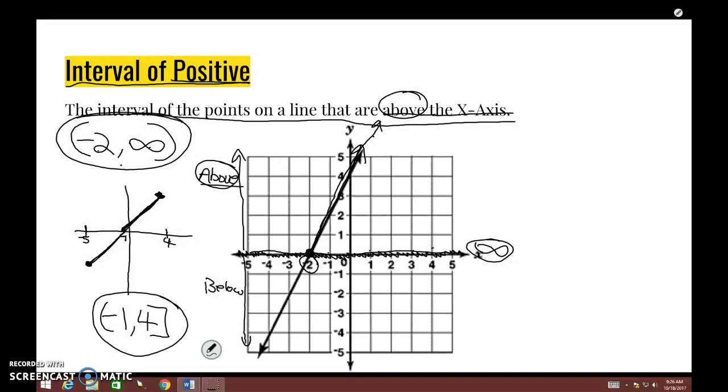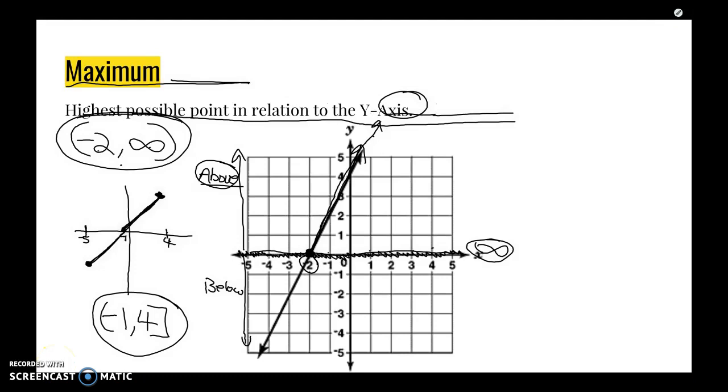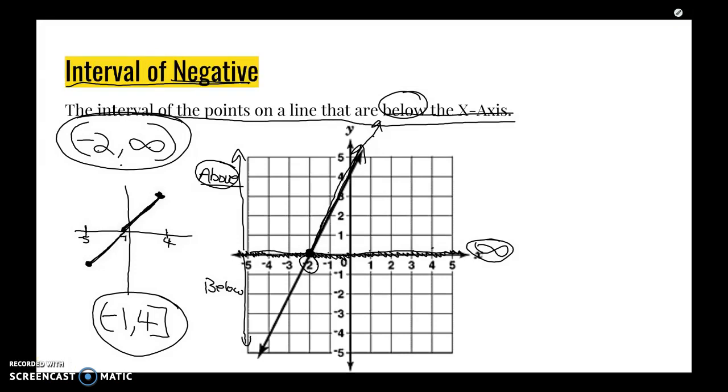So that's just a couple of examples that you can look at here to identify the interval of positive. What we're looking at is when it is above the x-axis. So what interval or what x values is our line going to be above the x-axis? If you have any questions, go ahead and pause it. You can stop for a second and then raise your hand and I'll answer any questions that you have. All right, so if nobody has any questions on this, we'll go to our next slide and we'll talk about interval of negative.